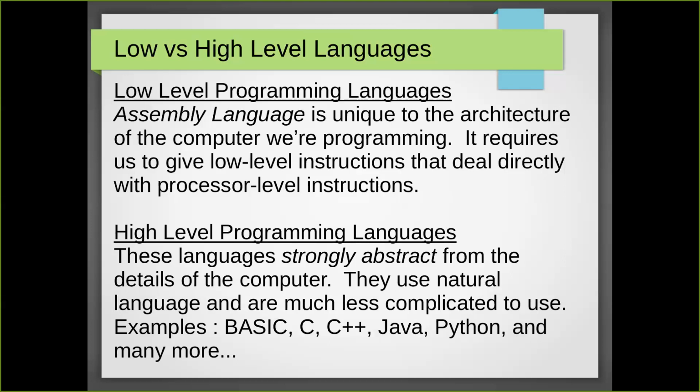So examples of high-level programming languages are things like BASIC back in the old days, C, C++, C#, Java, Python, and lots more. There are loads of programming languages out there. And they're the kind of programming languages, I'm sure you'll be delighted to hear, that we'll be talking about in this course.